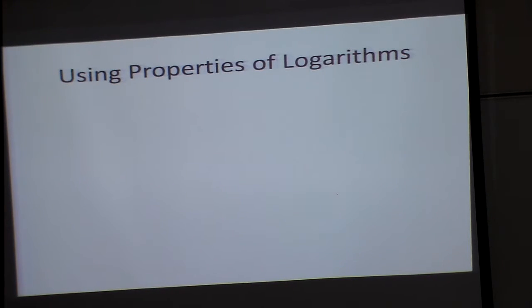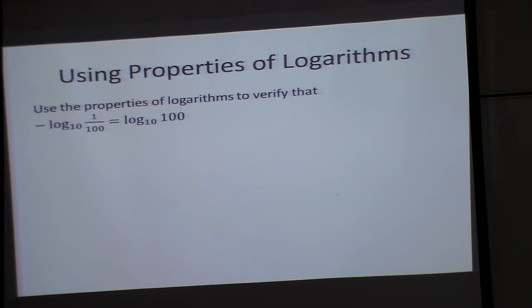And let's look at one more of these. Use the properties of logarithms to verify that the negative log of 10 to the 1 over 100 is equal to log base 10 of 100. Well, first off, let's start with our first one. What can we do with that particular right there? Well, notice 1 over 100 is the same as the negative 1 power, isn't it? Remember, the negative exponent just moves things from the numerator to the denominator, denominator to the numerator.